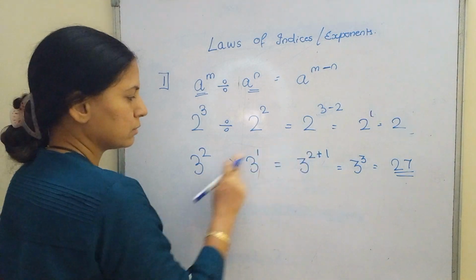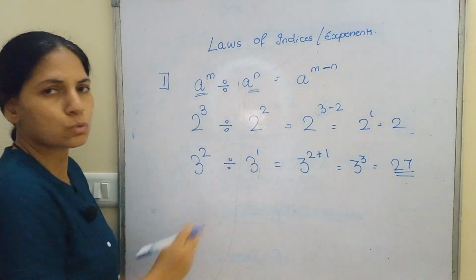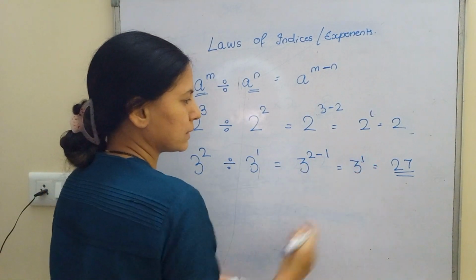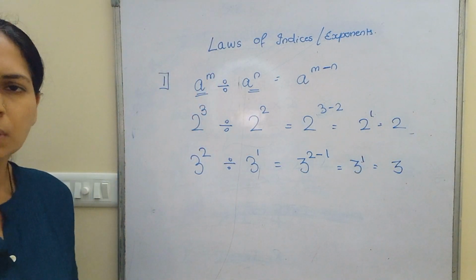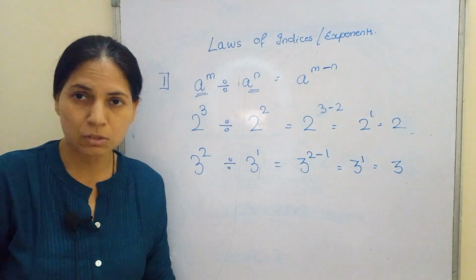Similarly, let us do this as division. 3 raised to 2 divided by 3 raised to 1 is 3 raised to 2 minus 1. Again, 3 raised to 1 is nothing but 3 only. I hope the multiplication and division rule is very clear, very easy also.